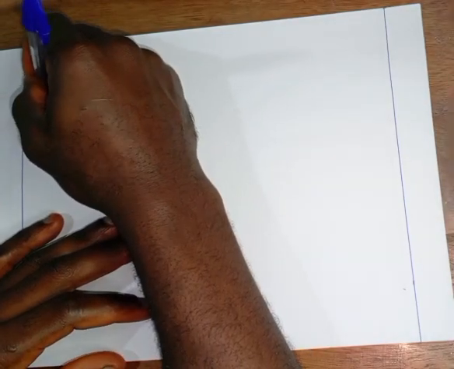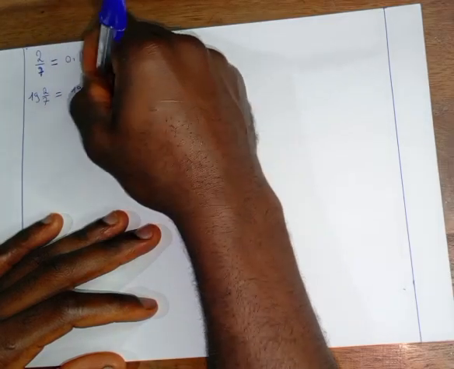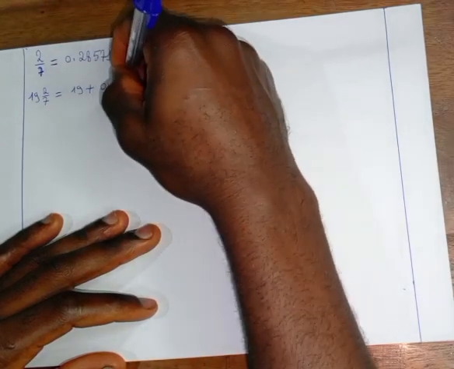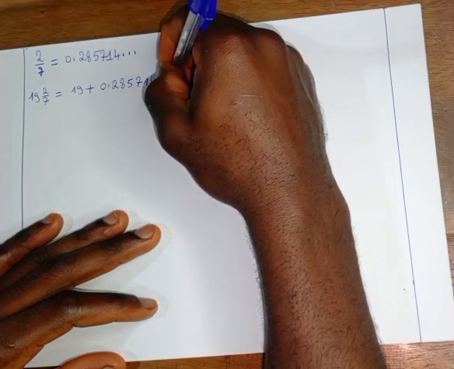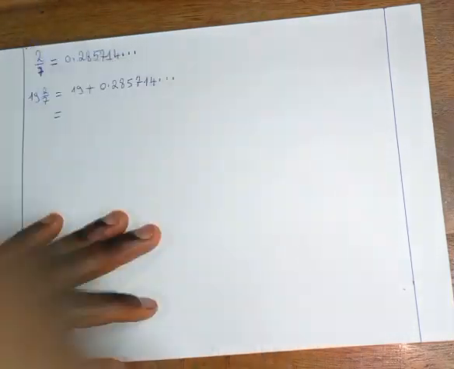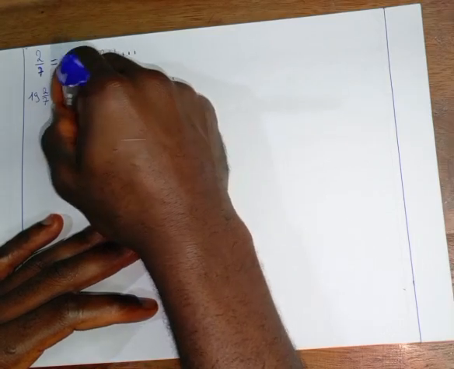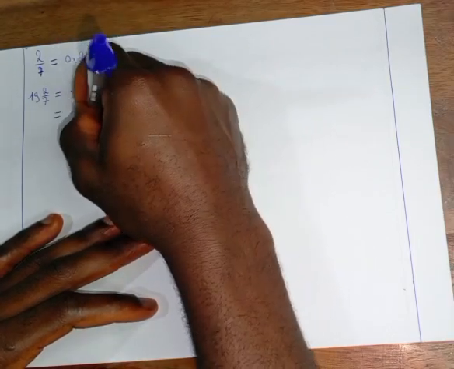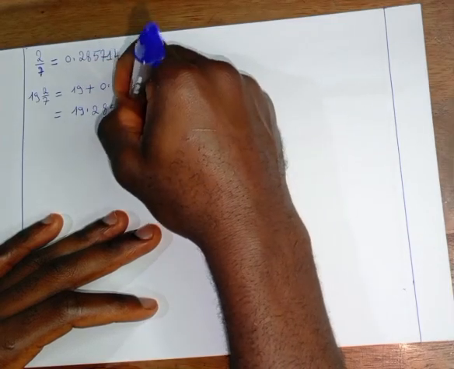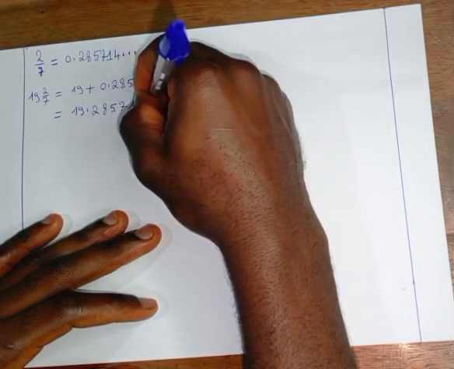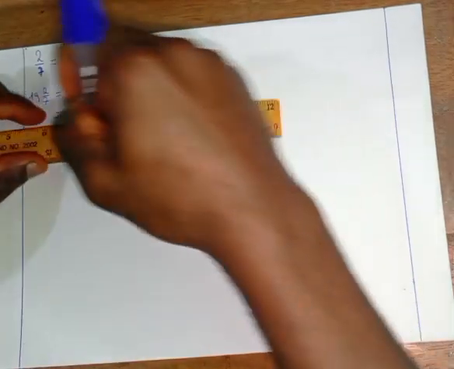19 and 2 over 7 will simply be equal to 19 plus 0.285714, 3 dots. So this will be equal to the whole number part here 0. We are going to replace it with 19. So we get 19.285714, the 3 dots. This will be the final answer.